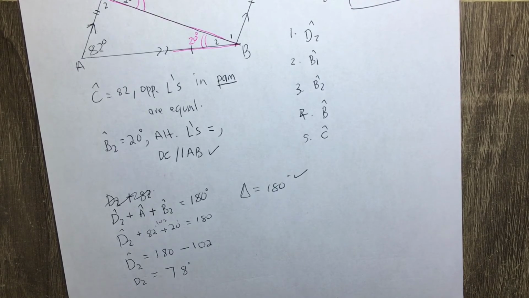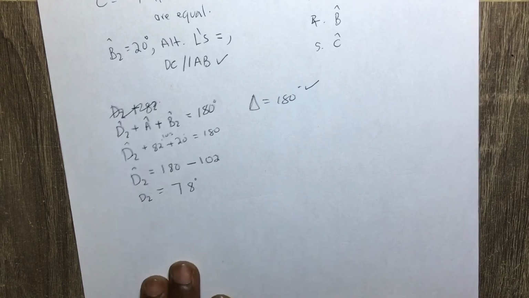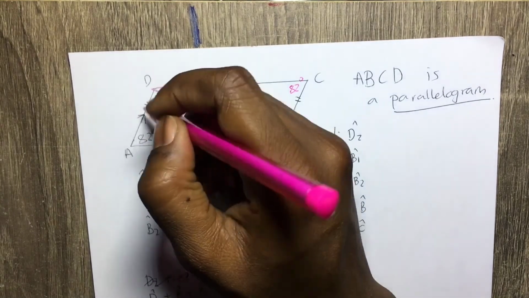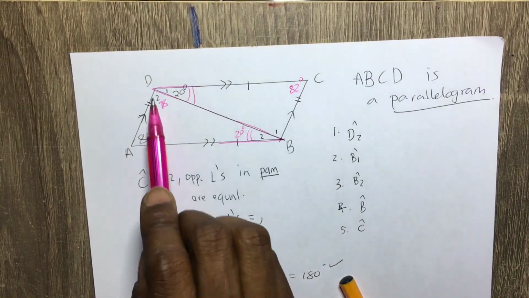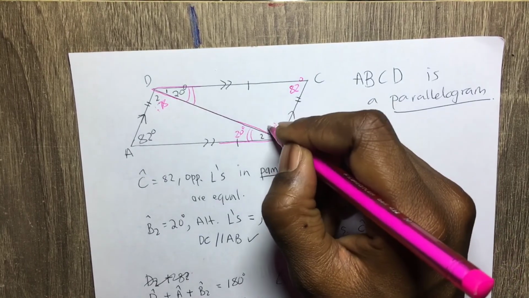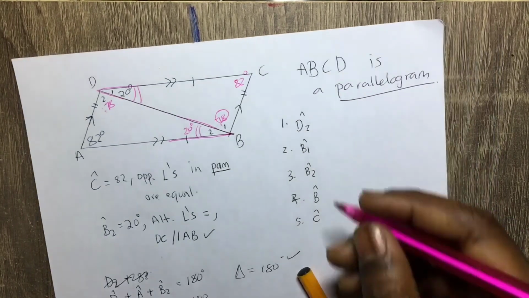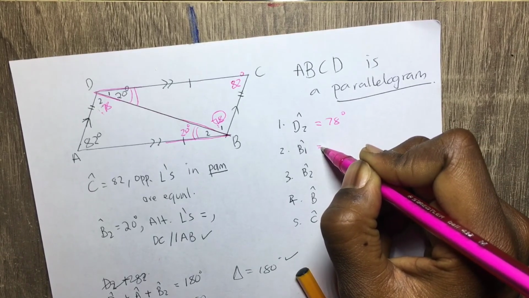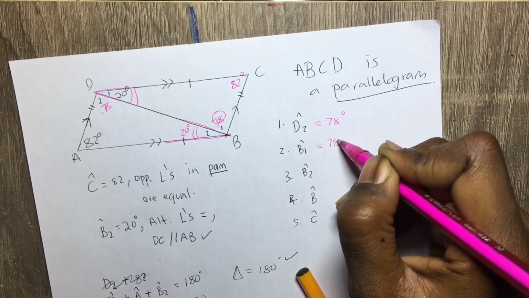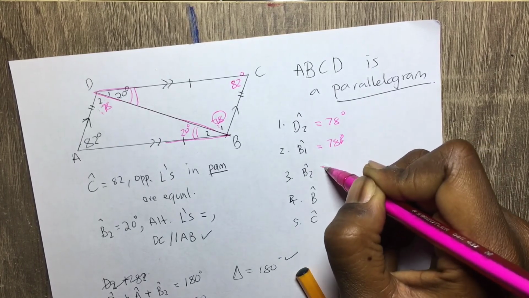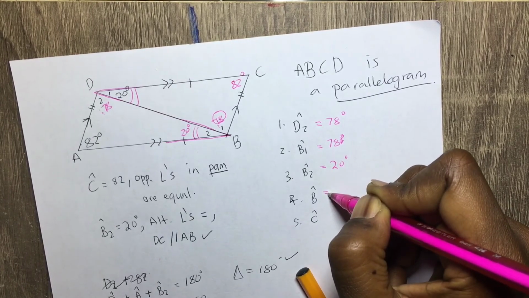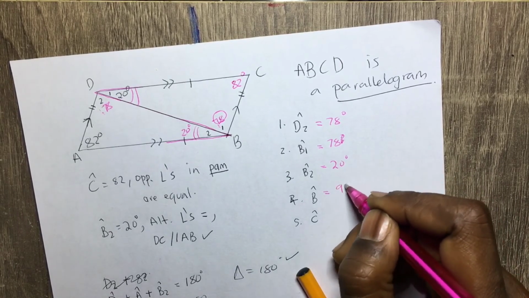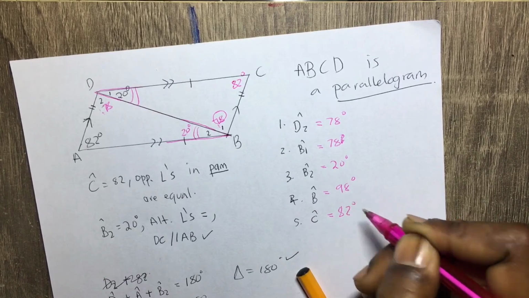I hope you're still on. It's 78 degrees. So this portion is how much? 78 degrees. And this part, if it's 78 degrees, then automatically we've got this part as also 78 degrees. So we can answer the questions now. D2 is 78 degrees. B1 is how much? It's 78, I believe, also degrees. And B2 is 20 degrees. The whole of angle B will be what? 20 plus 78. So it will be 98 degrees. And the whole of C will be 82 degrees.